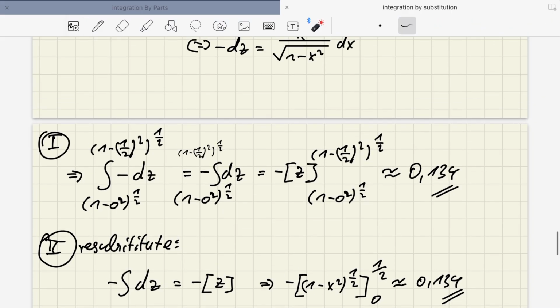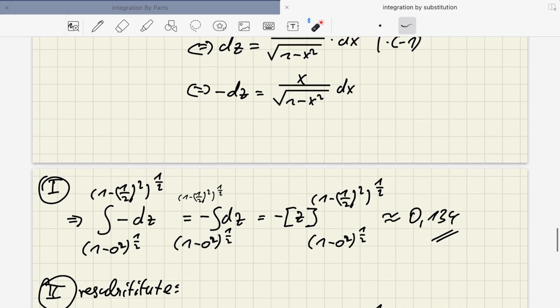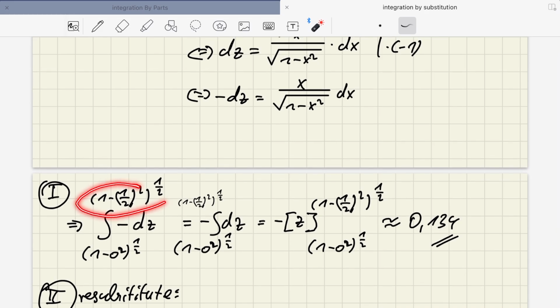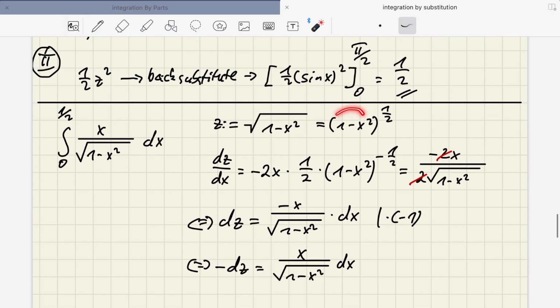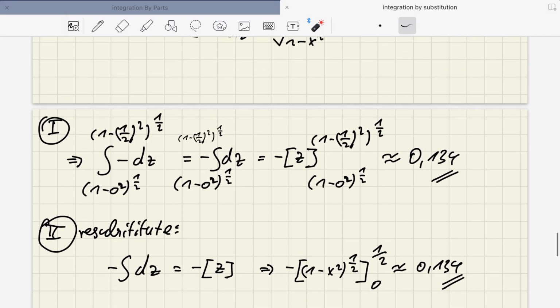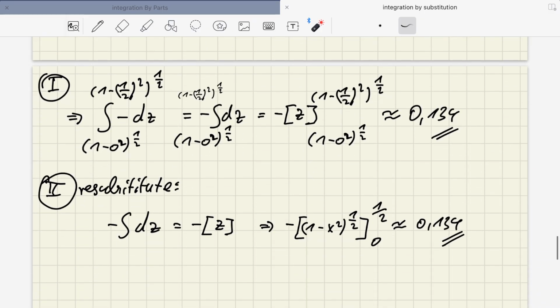Method 1 is with no resubstitution, but you have to substitute your limits, and after resubstitution, your z was this term. You don't have to substitute the limits. You can take your original limits to put in, and that's it.